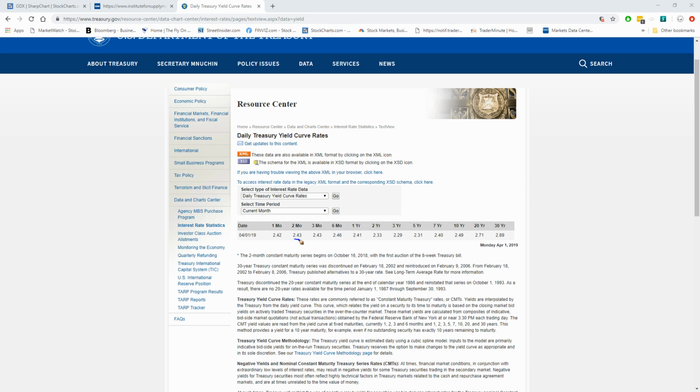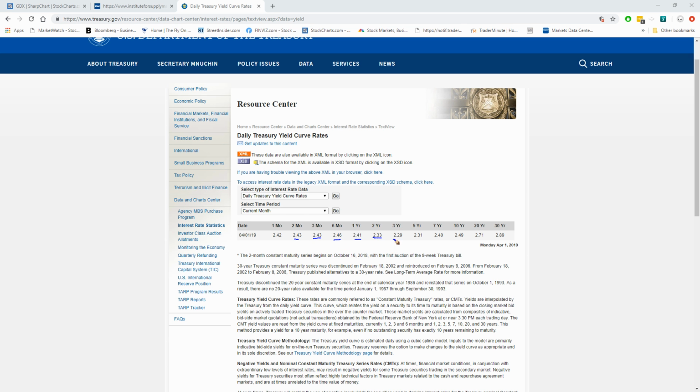2 months is 2.43. Same rate to borrow for 3 months. A little more expensive to borrow for 6 months. And then you go to 1 year, and it is cheaper to borrow money for 1 year than it is for 1 month. I'm not sure that's yield curve normalization. For 2 years, it's 2.33. That's anything but yield curve normalization. In fact, it's cheaper to borrow for 2 years than it is for 1 month.